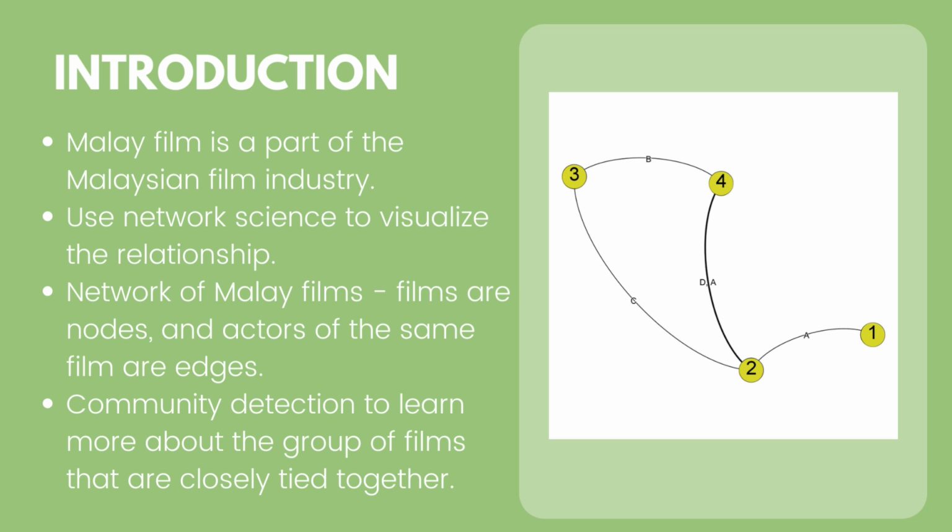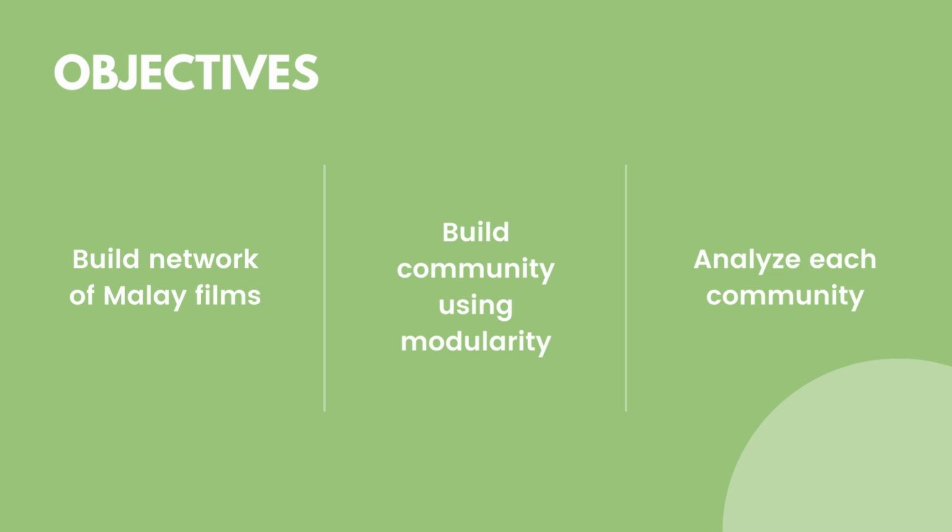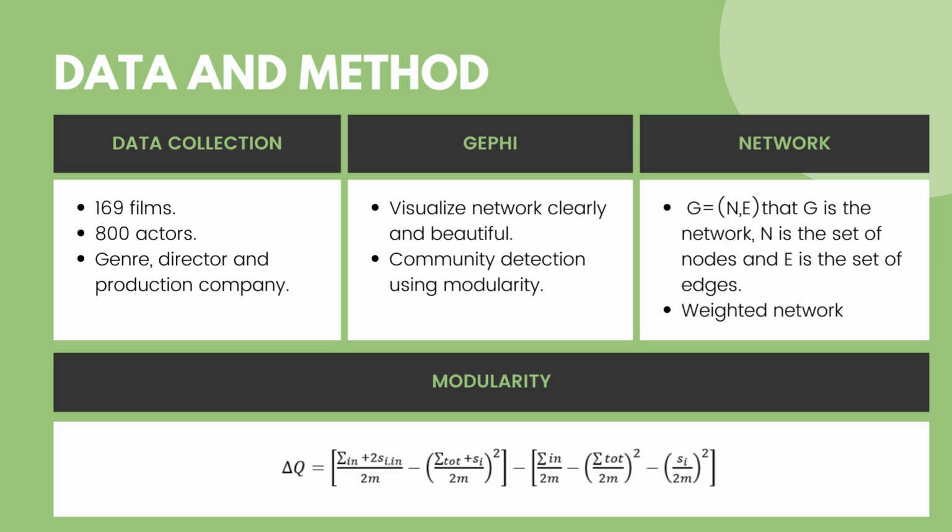We use modularity, which is a community detection, to learn about the group of films when they are formed as communities that are closely tied together. So the objectives of this study are first to build a network of Malay films, second build community using modularity, and next is to analyze each community.